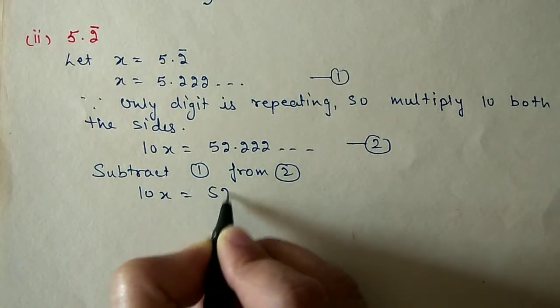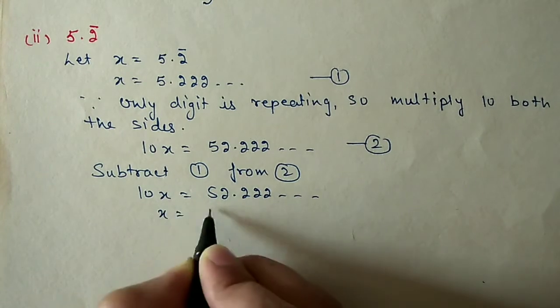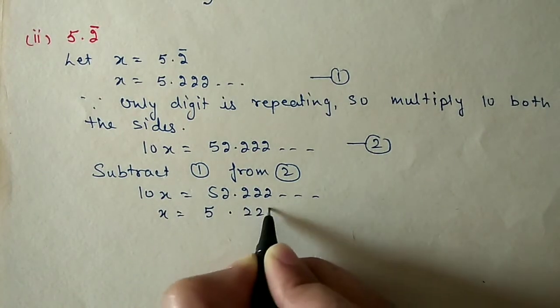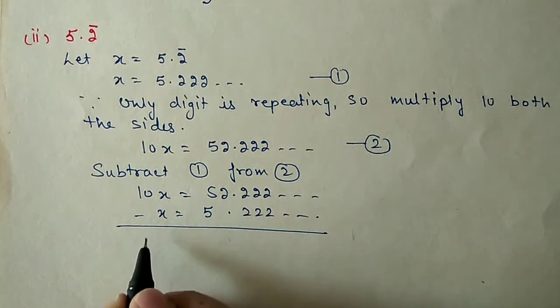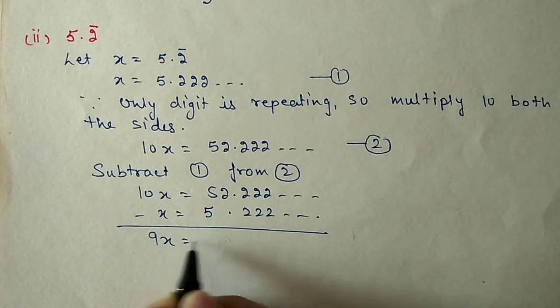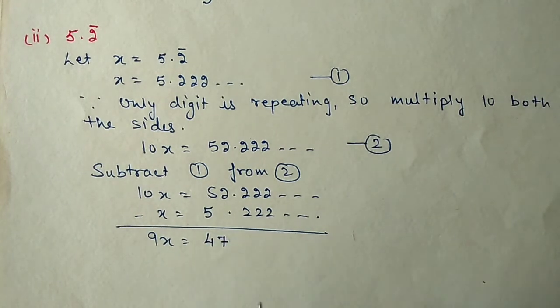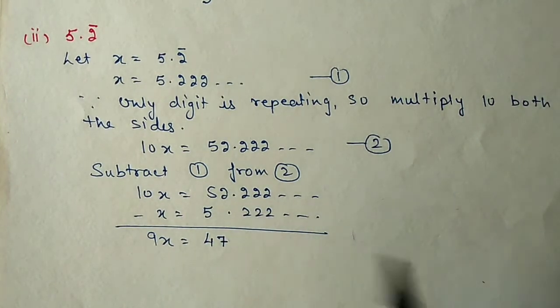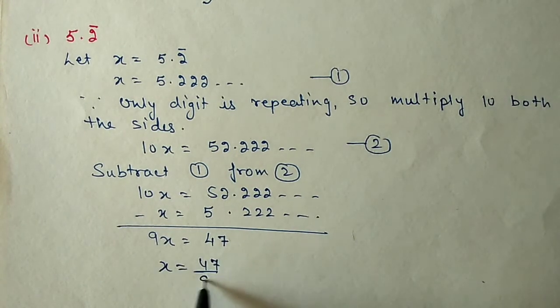10x is equal to 52.222 and 1x is equal to 5.22 up to infinity. After subtraction, on the left side we will get 9x and on the right side we will get 47, and 0.22 will be eliminated. So x value is equal to 47 by 9.